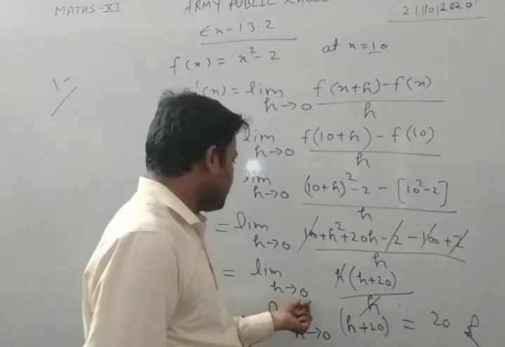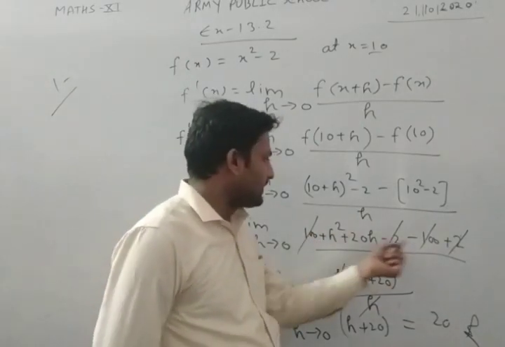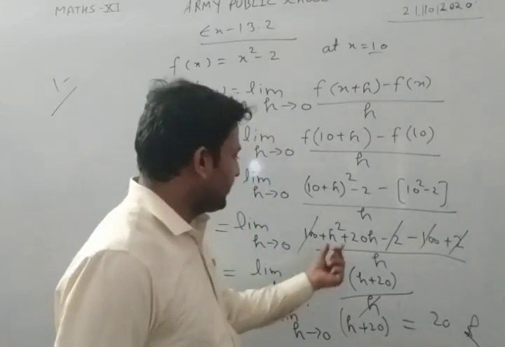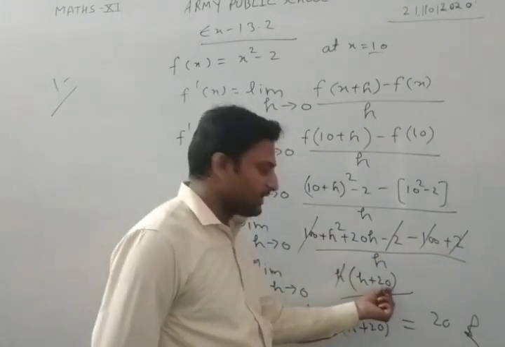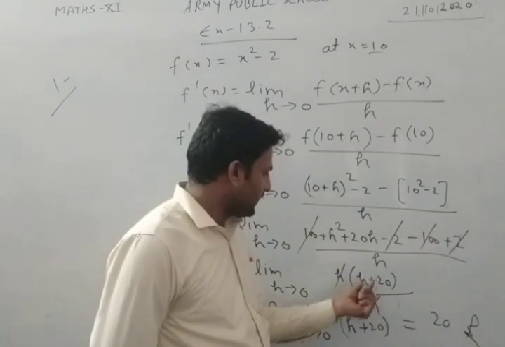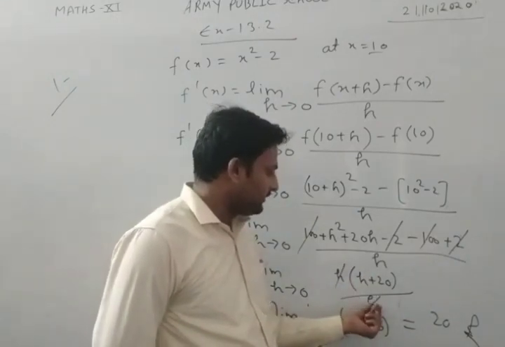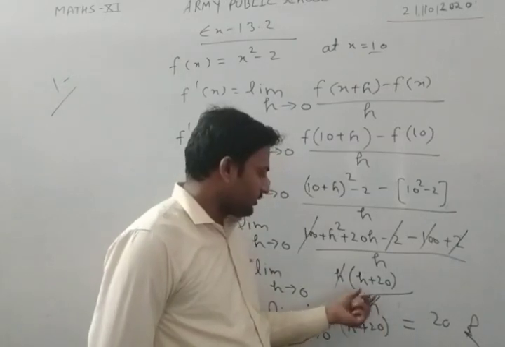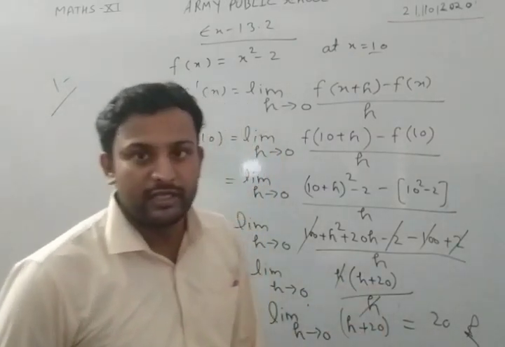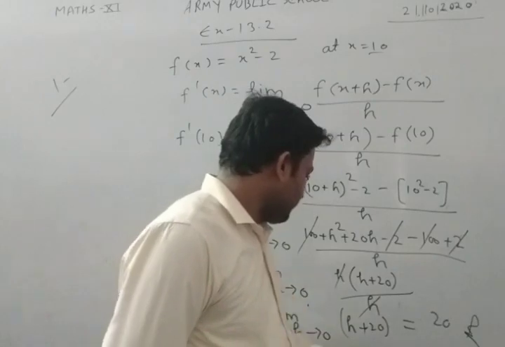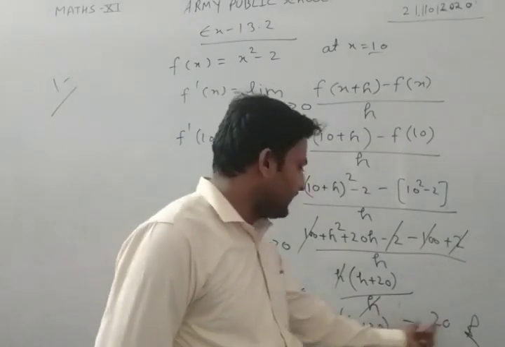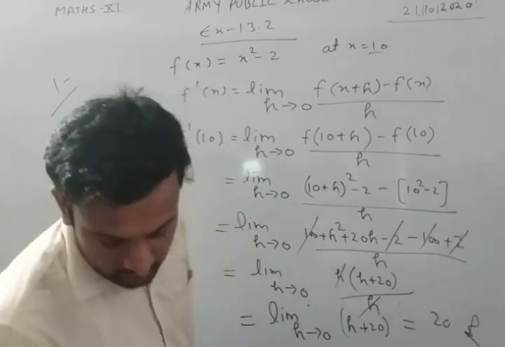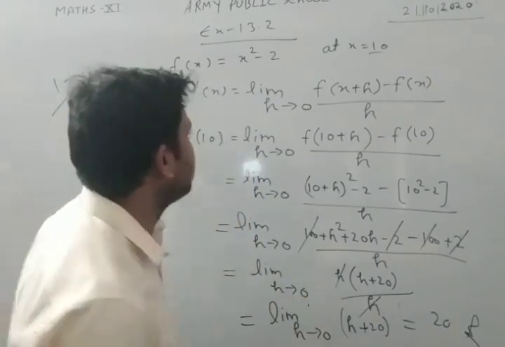So limit h tends to 0. This 100 will cancel. This minus 2 will be cancelled. We get just h square plus 20h. Now taking h common, this h will cancel by h. So we get h plus 20. And when we put the limit h is 0, we get the result. I hope you understand. So let's see the next question.